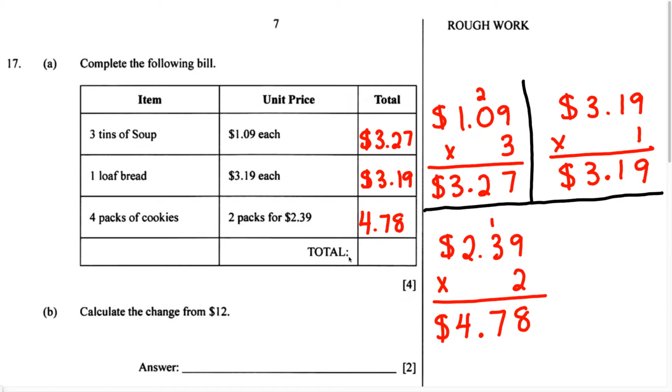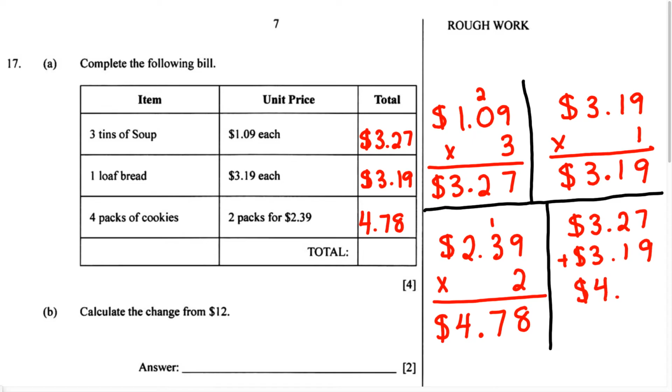Now the final part is the total. We're just going to add all of these values that we just found. We have $3.27 plus $3.19 plus $4.78. 7 plus 9 is going to give us 16. 16 plus 8 is going to give us 24. So we're going to write the 4 and carry the 2. Now we have 2 plus 2 is going to give us 4. 4 plus 1 is going to give us 5. 5 plus 7 is going to give us 12. We're going to write the 2 and carry the 1.